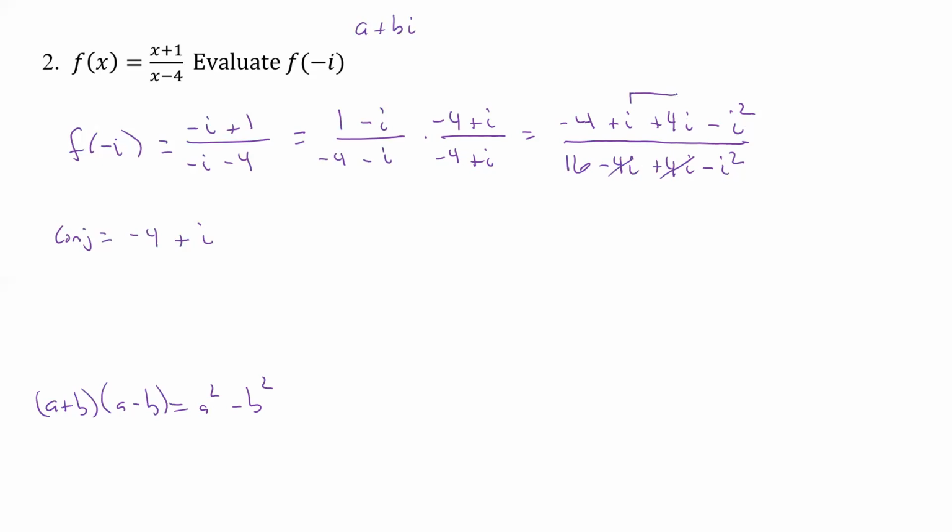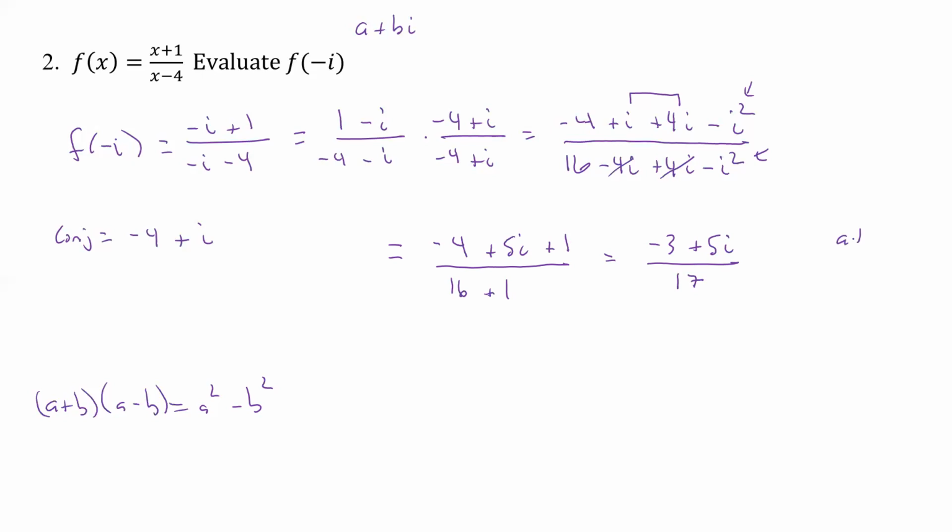But we still have to add those two together, and we have to convert our I squareds to a -1. So that gives us a -4, and then we have 1i plus 4i, so it's going to be plus 5i. And I squared is -1, so -1 times -1 is plus 1. Here we have 16, and here again, -1 times -1 is plus 1, so we have that. Now we combine those, so -4 plus 1 is a -3 plus 5i all over 17.